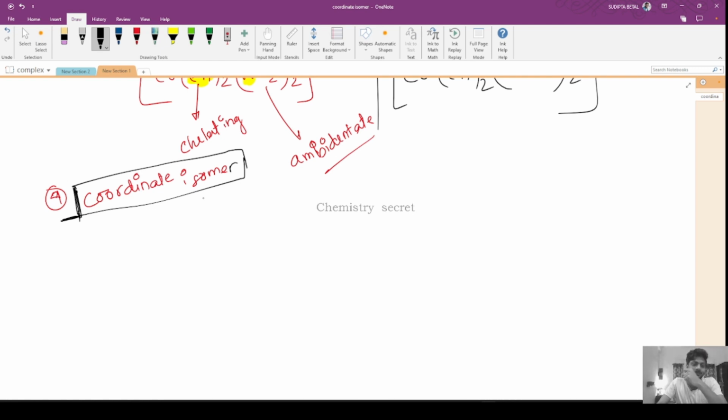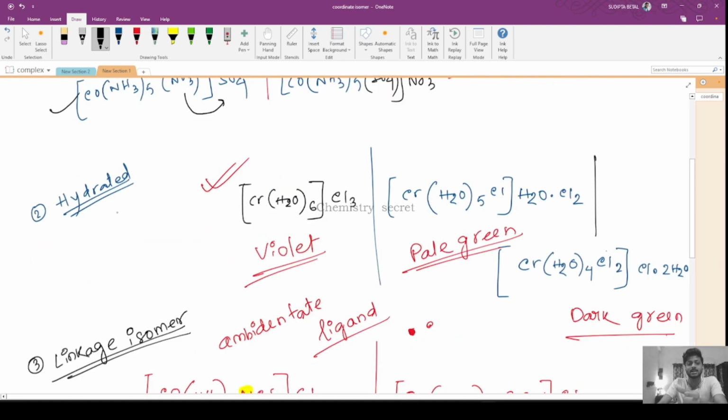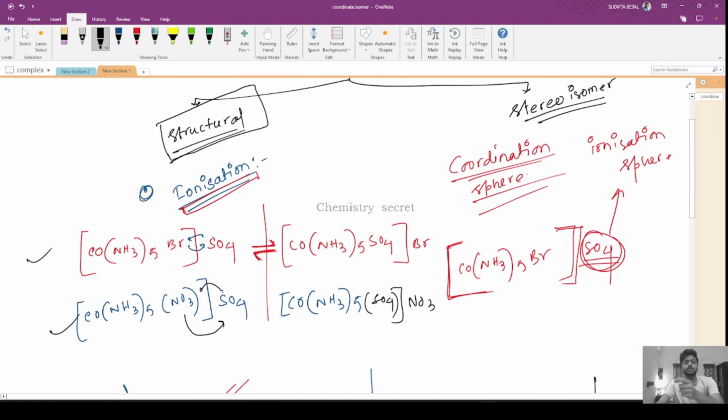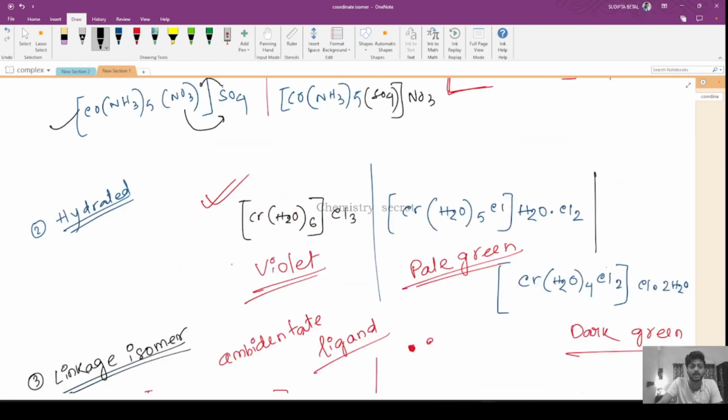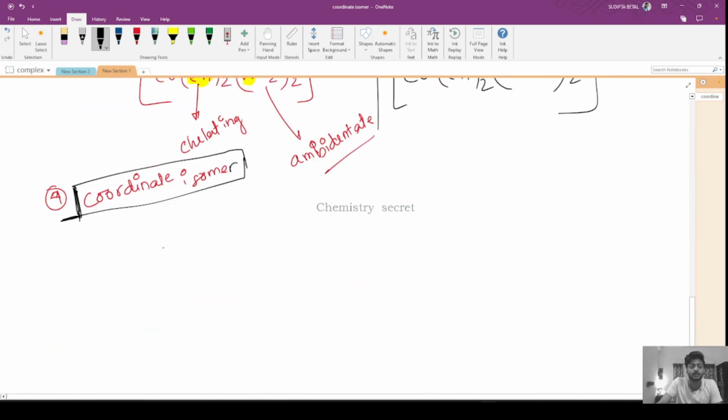Two types of complex are given in this coordinate isomerism. Two complexes are given in this type of isomerism. So here there is an exchange between ionic species. What did we discuss about ionization isomers? In ionization isomers, we discuss the ionic species exchanged between the coordination sphere and the ionization sphere. But in coordinate isomers, the ionic species are exchanged between two complexes.